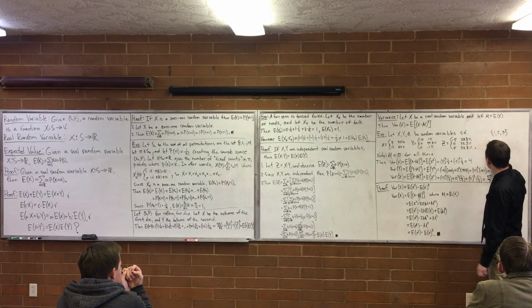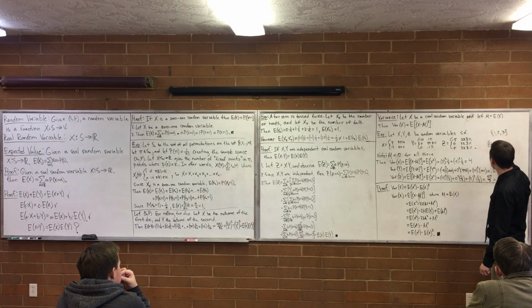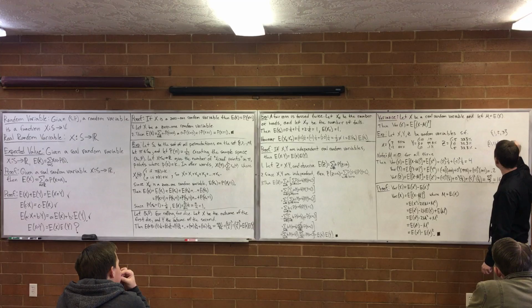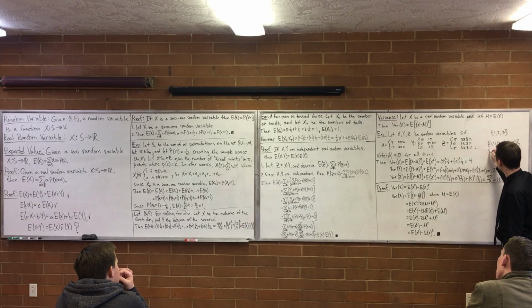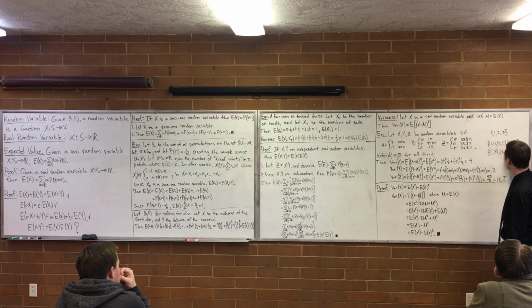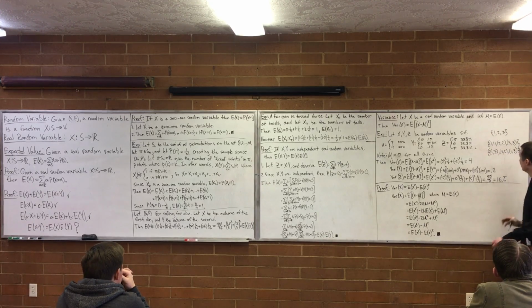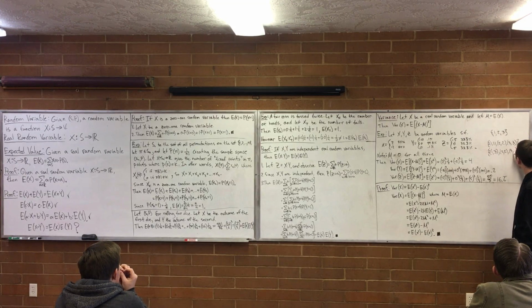So, the simplest permutation is just 1 to 1, 2 to 2, 3 to 3. That's a permutation on that set. Here's another permutation on that set: 1 to 3, 2 to 2, 3 to 1.